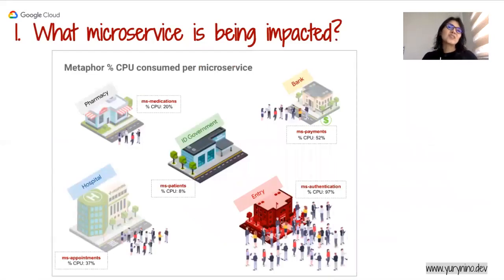I asked the same question, but now using a visual city metaphor. I use a building to represent each microservice. For example, a pharmacy represents the medications microservice. And I use silhouettes of people to map the level of saturation. I mean, the number of persons is proportional to the utilization of the CPU. Finally, I use the color to represent an alert. In other words, if the saturation is higher than a value, the building is painted in orange.